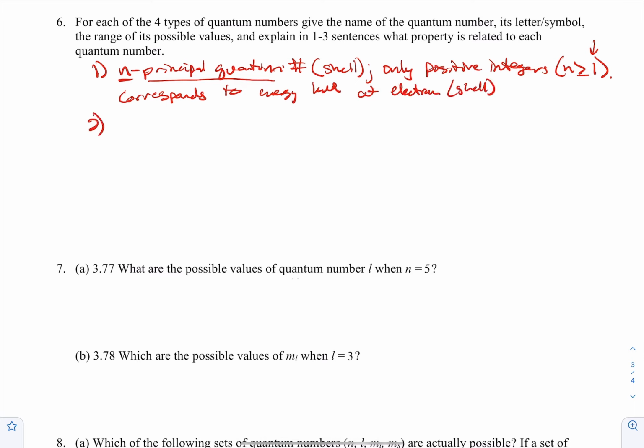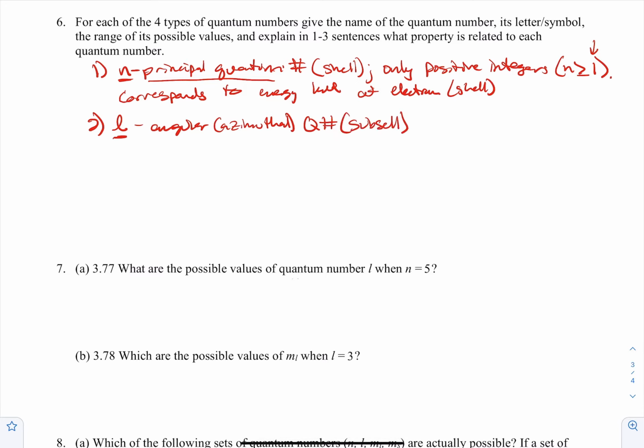Number 2. L, this is what we call the angular quantum number. And in fact, you may hear this called the azimuthal quantum number as well. So either one works. And this is considered the subshell.